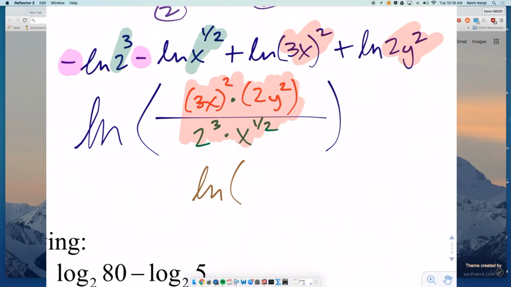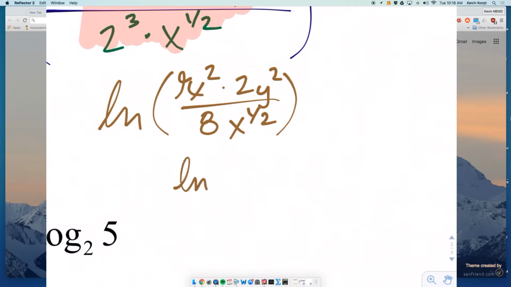So we can go ahead and tap into those skills and show off a little bit here. What is 3x quantity squared? 9x squared, good. Times 2y squared, we'll leave it like that. All over 2 cubed is 8, and then x to the 1/2. I'm going to leave it as x to the 1/2 for now so that I can combine things.